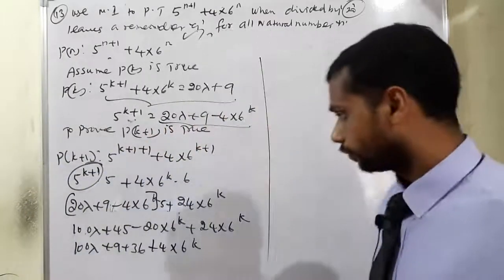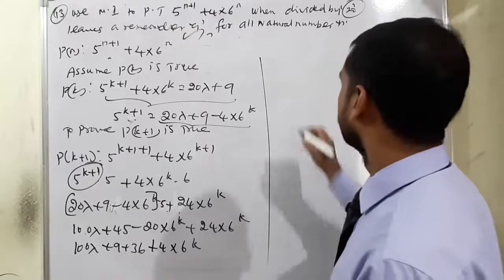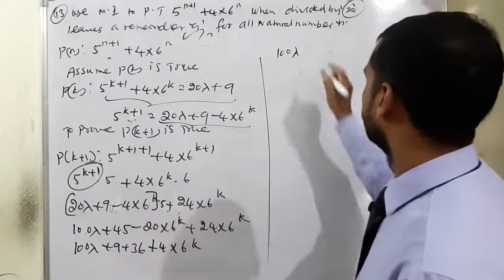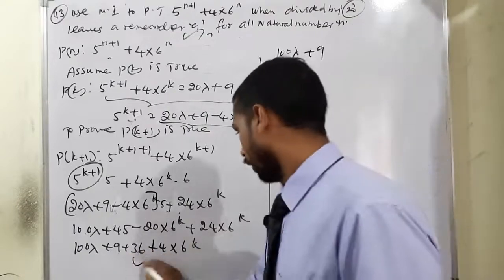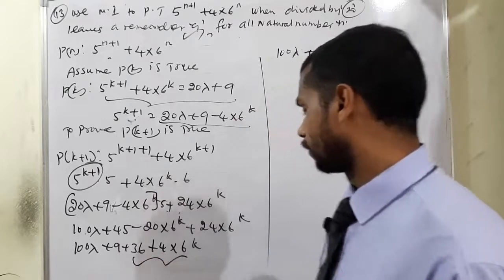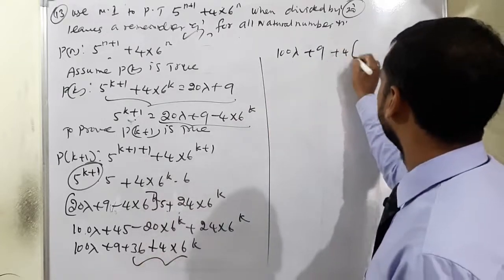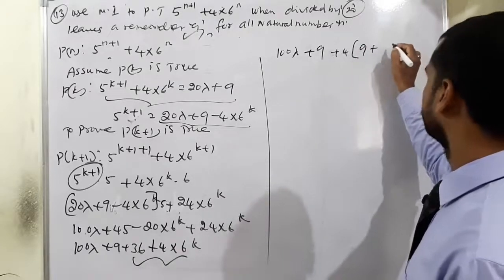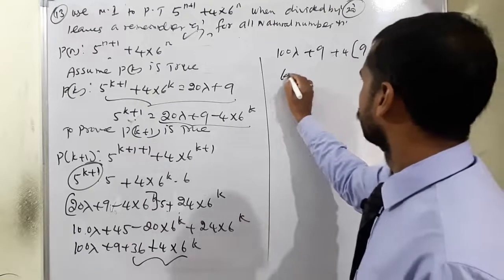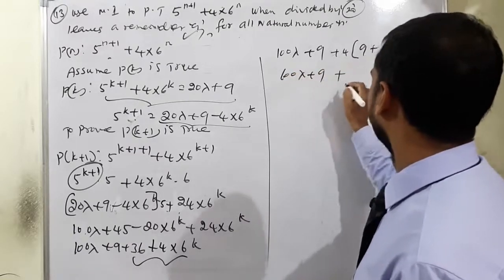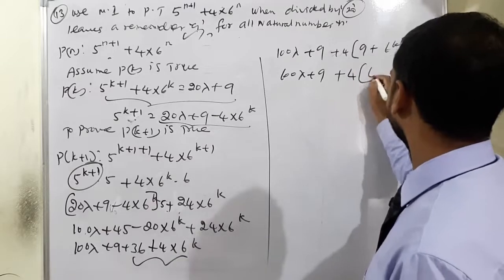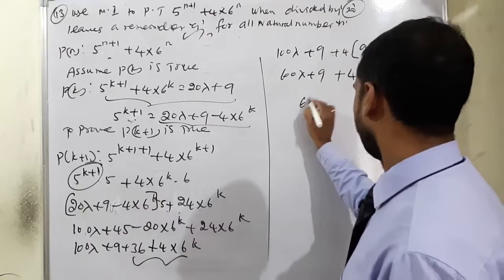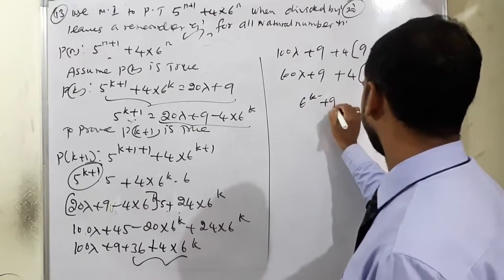Now 100 lambda as it is, then plus 9, next 2 terms, 36 and 4 is there, isn't it? So 4 take common outside means 36 divided by 4, 9 4s are 36, plus 9 plus 6 to the power k. So again 100 lambda plus 9 plus 4 into, just interchange, 6 to the power k plus 9. So I will consider the separate term, 6 power k plus 9.